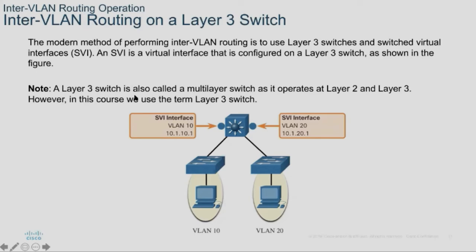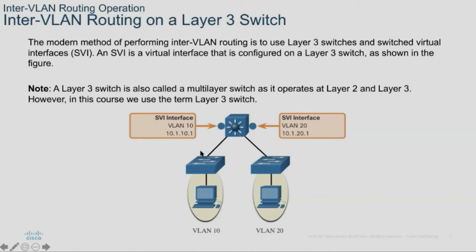A layer 3 switch is also called a multi-layer switch. Yeah, it is also called multi-layer because it can operate on layer 2 as well as on layer 3. However, we just use the term layer 3 switch over the course of this module. So how does inter-VLAN routing work on a layer 3 switch?